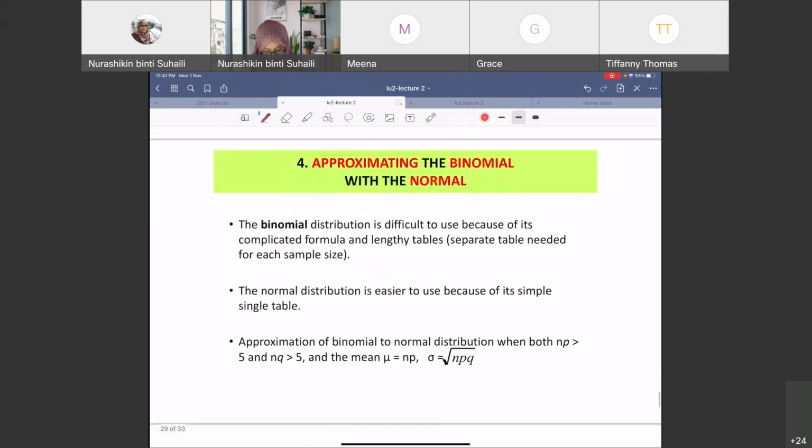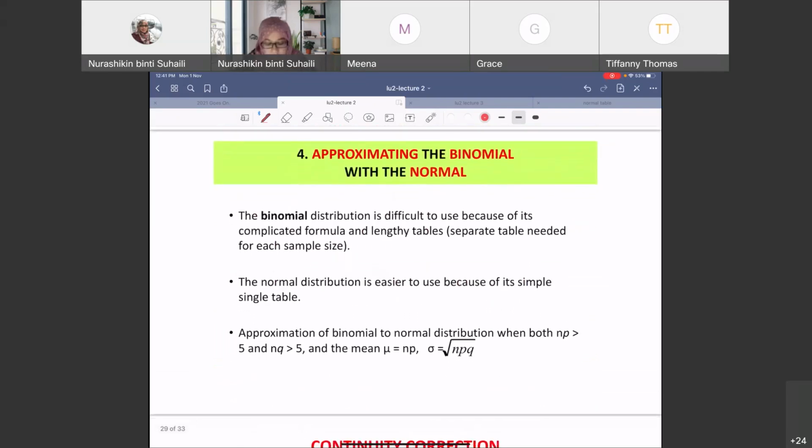Okay, the last part for this topic, approximating the binomial with the normal. Before this we studied binomial distribution. In real application, sometimes binomial is not really suitable to be used because of some limitations of it. Because of the formula, and also the table is not really practical in some applications. So that's why we use normal to approximate the binomial.